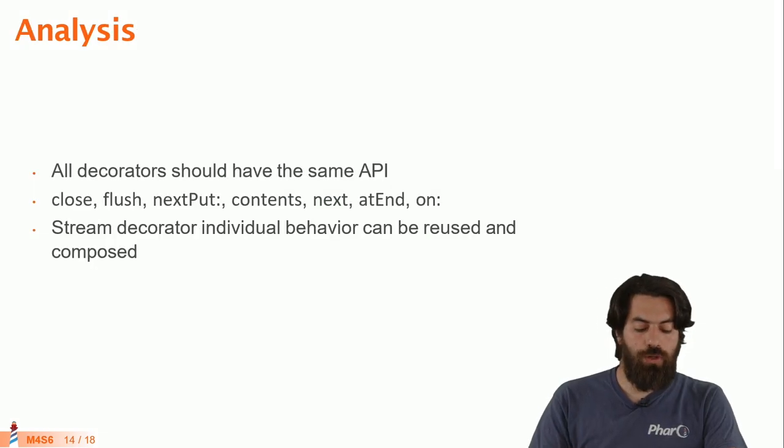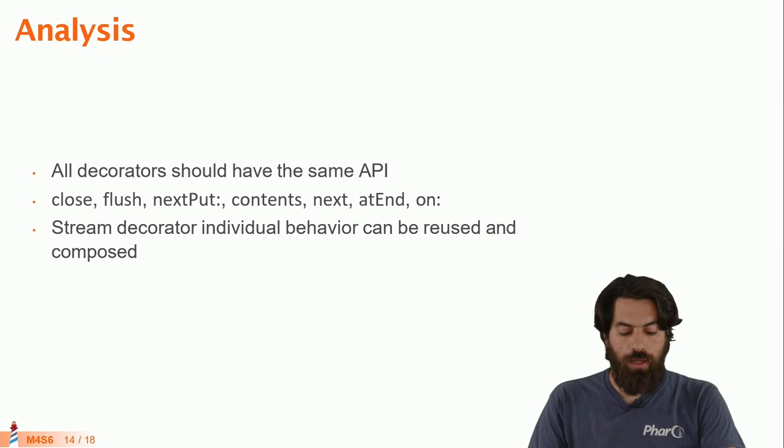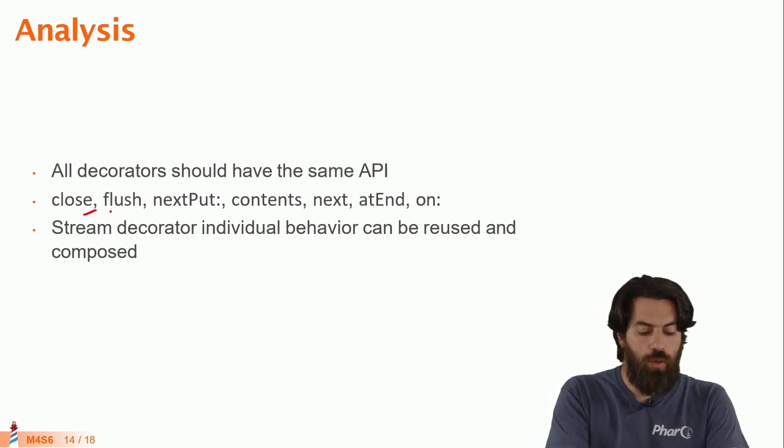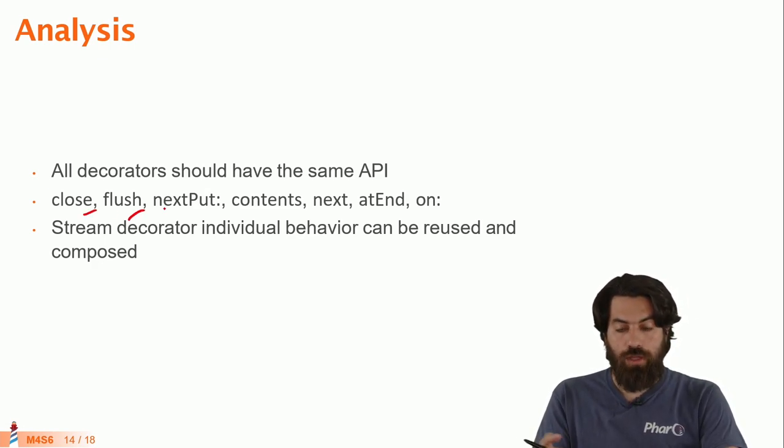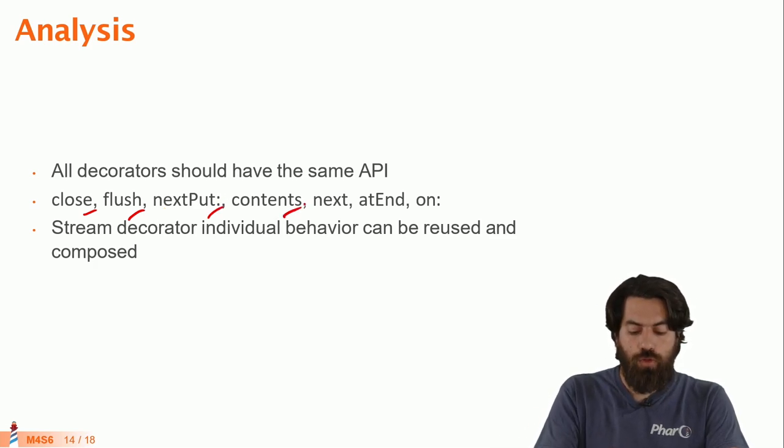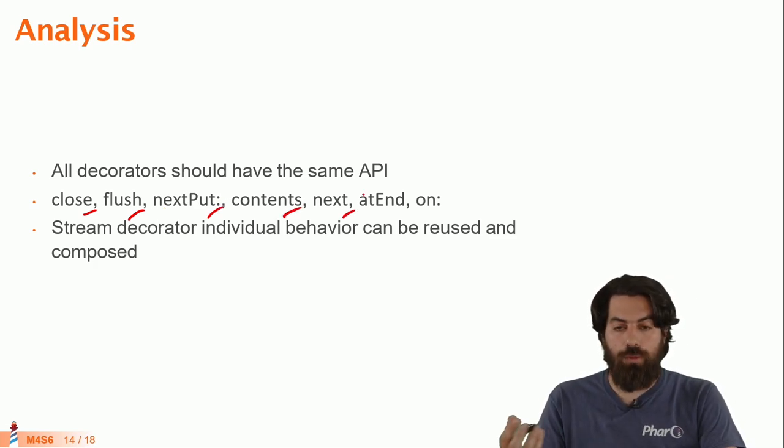What we just saw before is that all decorators should have the same API. So in this case, close and flush should be redefined to just delegate to the decoree, but then nextPut and contents, next probably need to be redefined and specify specific behavior for our decorator.